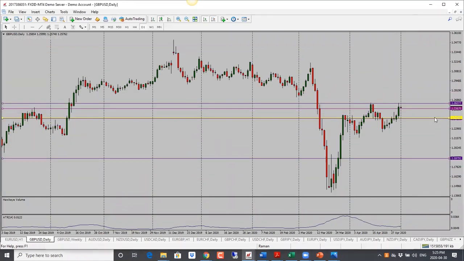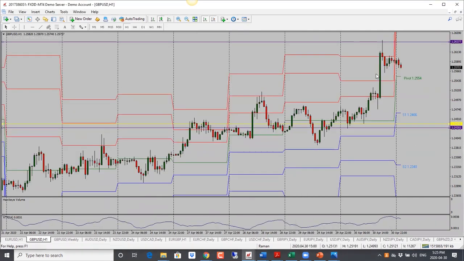Pound dollar here, this one had a big move to the upside as well. We see price went right into this resistance area. So looking at the 1 hour chart, we can see a similar move to the upside here. Price just took off. So at this point though, I'm not hugely bullish on this one as well.